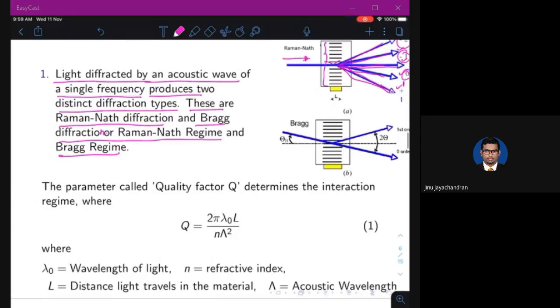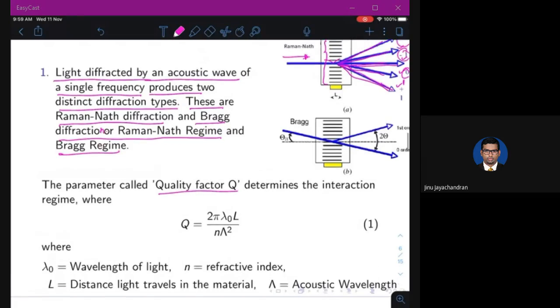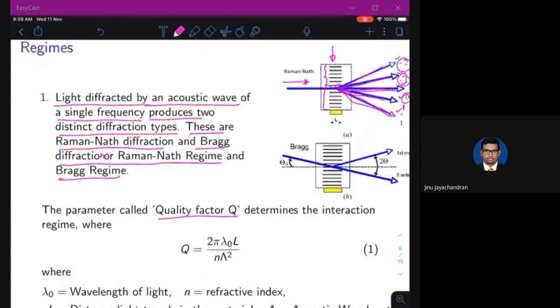Fine. Now, there's a parameter called the quality factor Q, which says whether it is a Bragg diffraction or a Raman-Nath diffraction. So in Bragg diffraction, if it is incident normally or at some angle theta, it will get split only into two orders, the first order and the zero order. There won't be any multiple orders. But the important thing to note here is that the length L for the Raman-Nath regime is very small, and the length L for Bragg diffraction is very large. Okay.